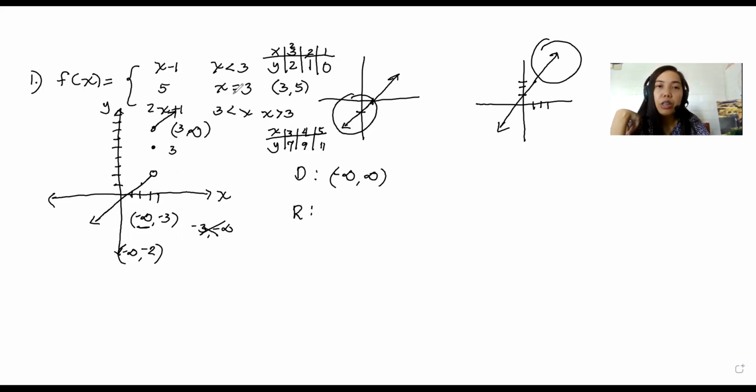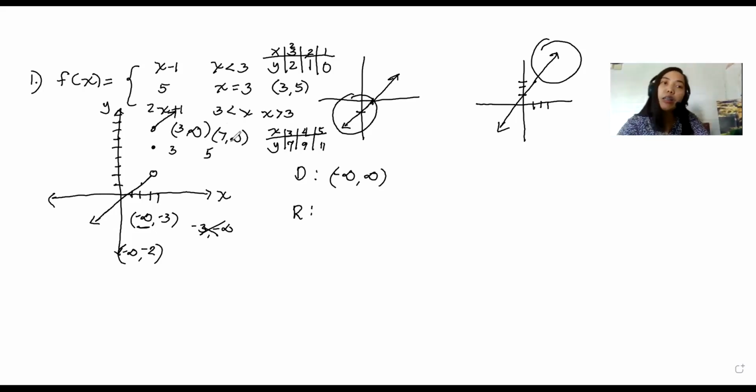And here, the range is 5. And for the third line, if x is 3, y is 7. So what happened to the values of y? It's increasing. It's approaching positive infinity. So it's 7 to positive infinity, and it's open. Open to 7 up to positive infinity.